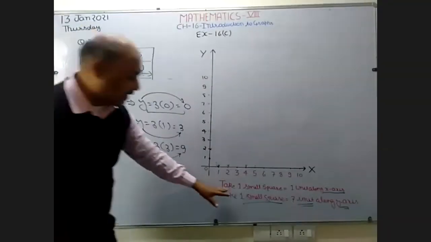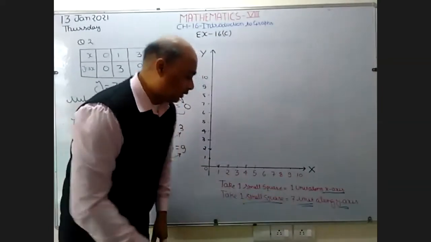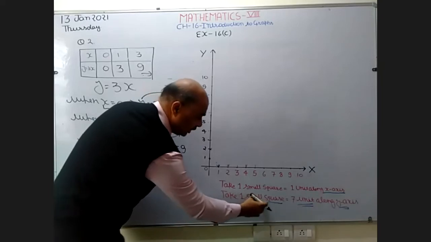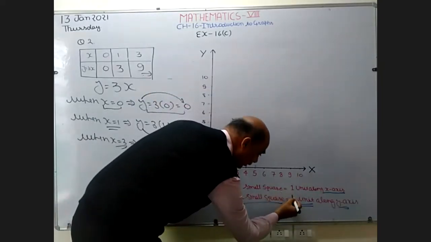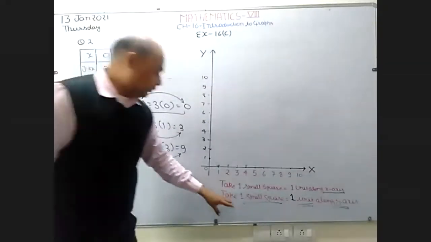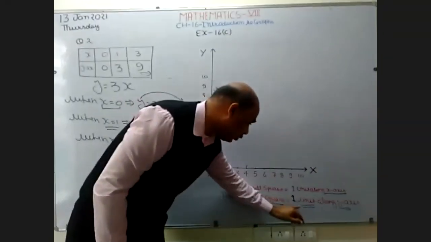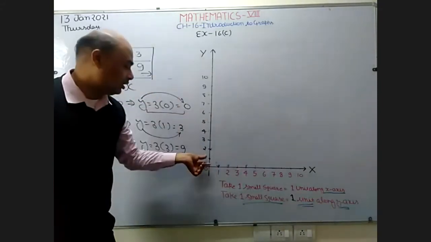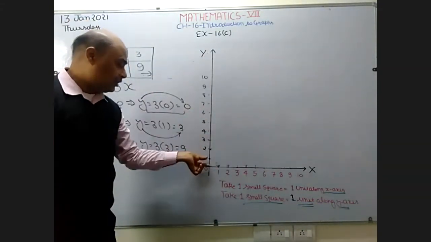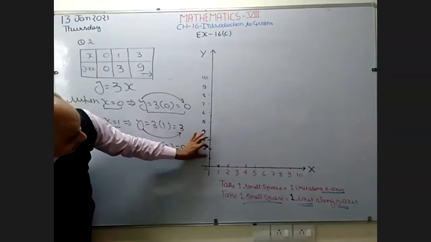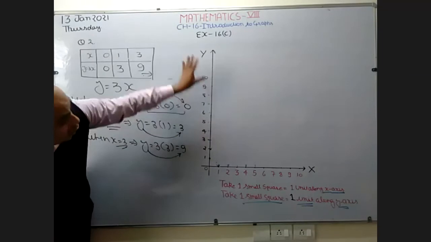Now mention: take one small square unit equal to 1 unit along the x-axis. Now write here 1 unit. Okay. In this question, take one small square unit equal to 1 unit along the y-axis. If the first one is 1 unit, the next one is going to be 2, 3, 4, and so on.